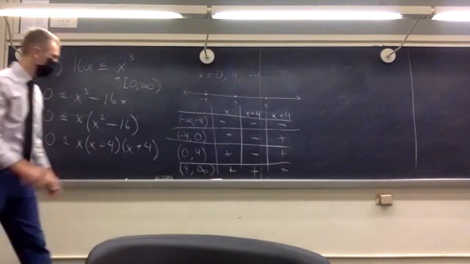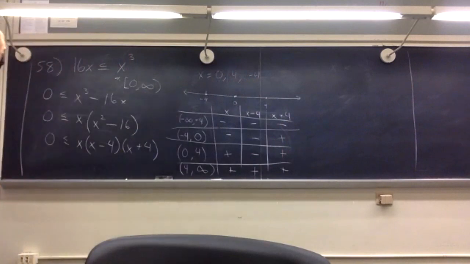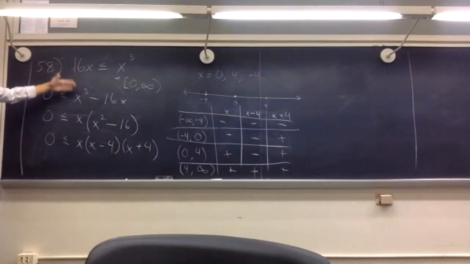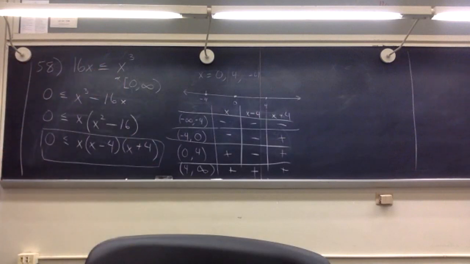Very well done. Okay, so what was the purpose of all this? Let's go back to our problem, right? We wanted to know where 16x was less than or equal to x cubed. We rewrote this into an equivalent expression. That means it tells us the same information. And it's this. So the question is, where is the product of these positive?